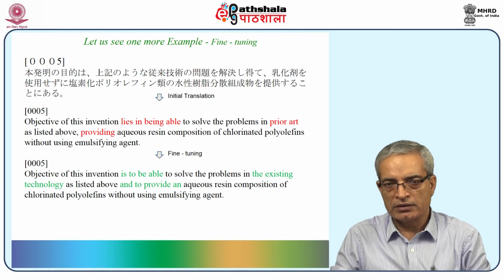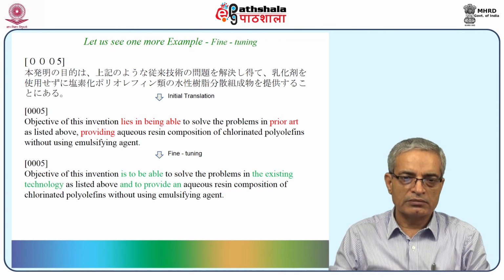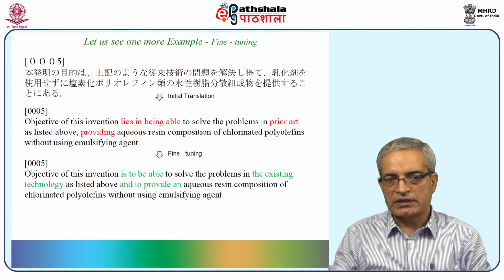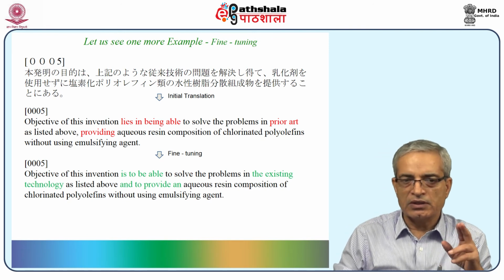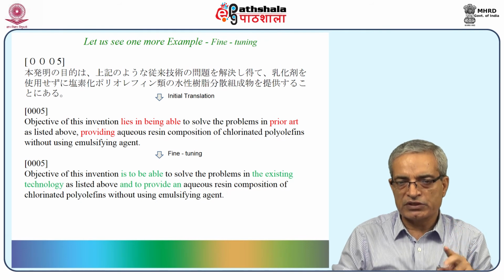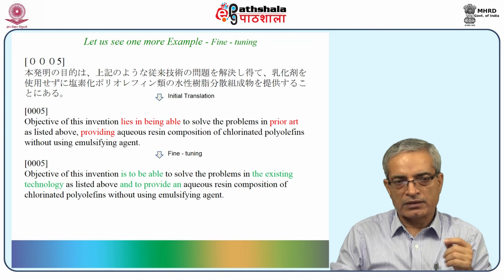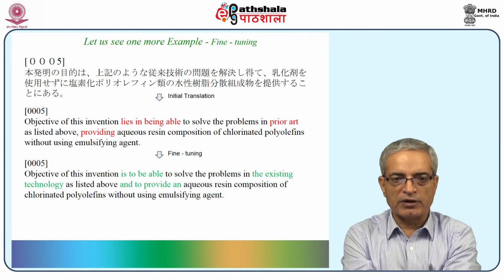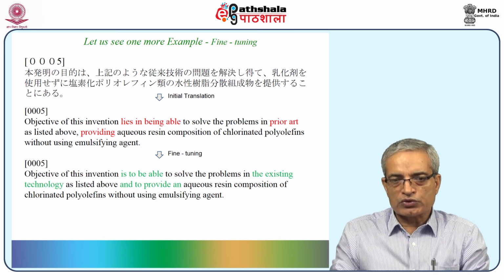In prior art again needs modification, as I explained a while ago. As listed above, providing aqueous resin composition of chlorinated. This providing is also not coming very smoothly. So let's see some fine tuning. Objective of this invention is to be able to solve the problems. Lies in is also fine, that can be retained. To solve the problem in the existing technology, this is for the prior art as listed above, and to provide an aqueous resin composition of chlorinated polyolefins without using emulsifying agent.